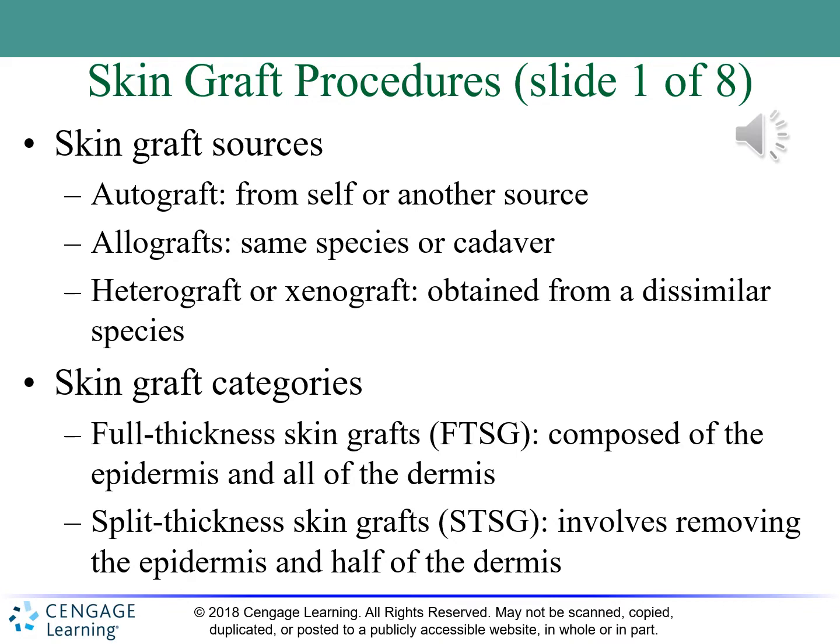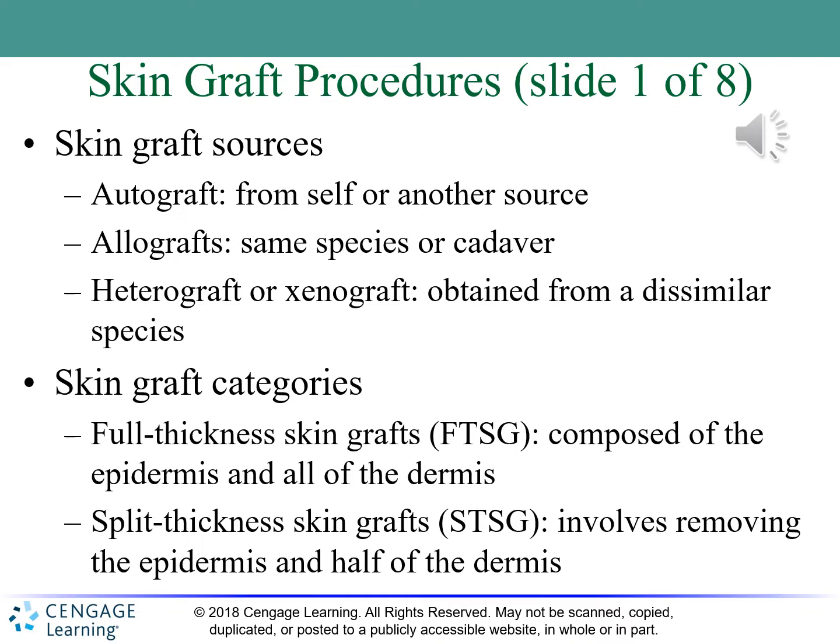grafts may be autografts, which is from oneself, or may come from another source. These options include allografts, which is obtained from the same species, such as from another person or a cadaver, and heterografts or xenografts. And a xenograft is a graft obtained from a dissimilar species, such as a pig or calf or even coral.